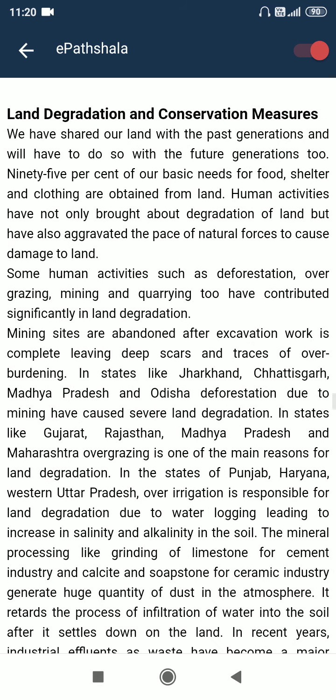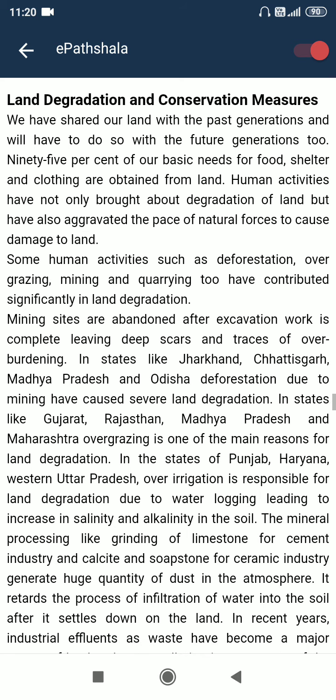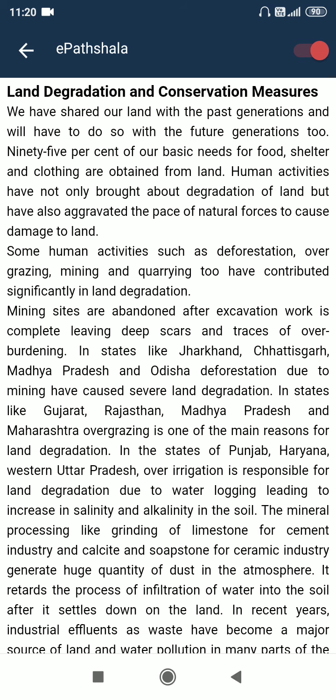Land degradation and conservation measures. We have shared our land with the past generation and will have to do so with the future generation too. 95% of our basic needs for food, shelter, and clothing are obtained from land. Human activities have not only brought about degradation of the land but have also aggravated the pace of natural forces to cause damage to land.